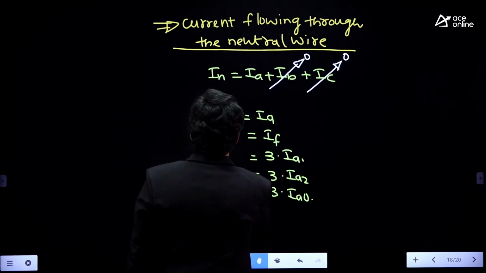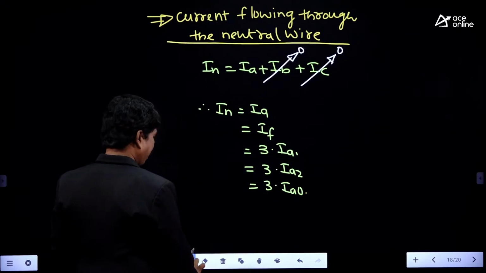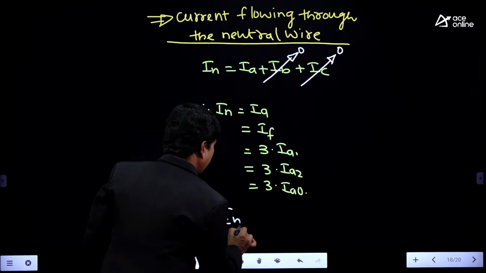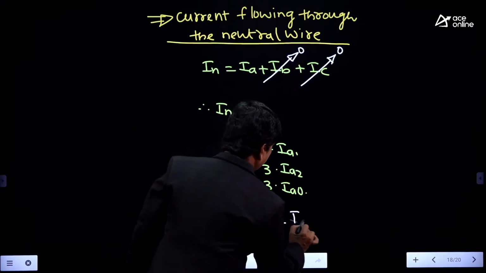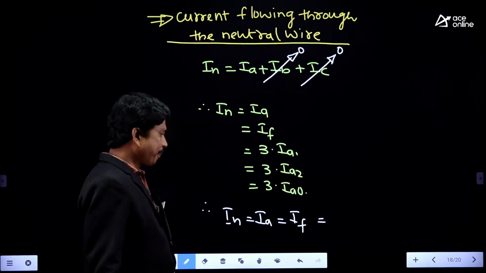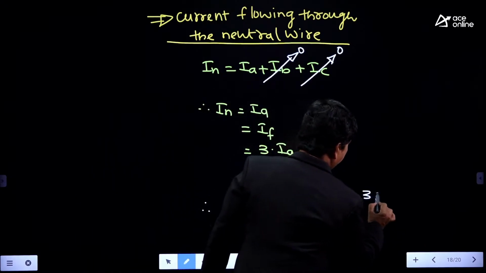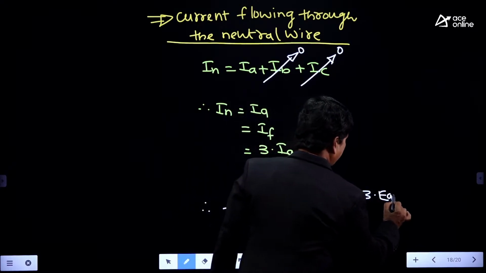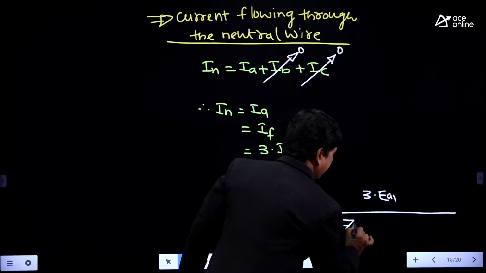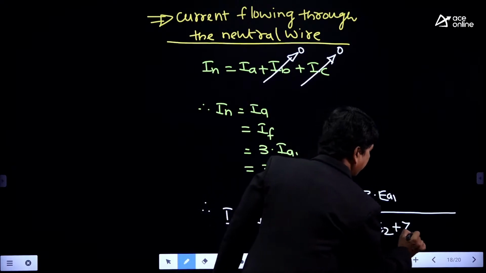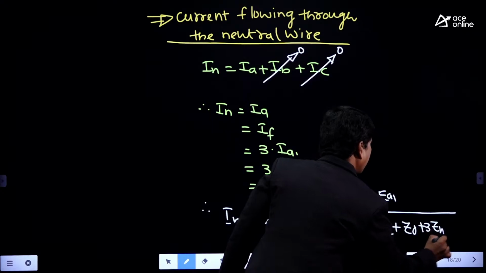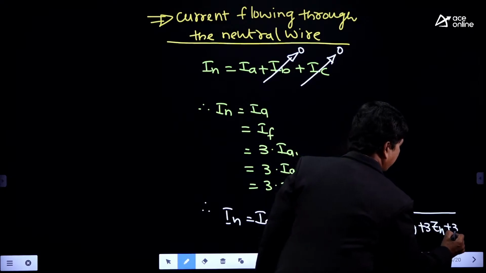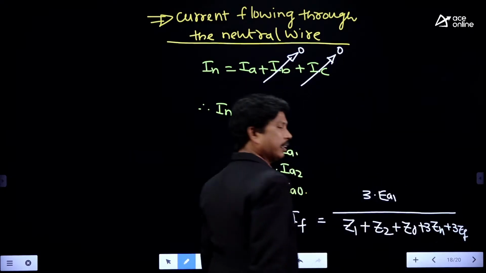Therefore, we can substitute that value. What is that fault current or neutral current? Therefore, the neutral current, which is nothing but the A phase current, which is nothing but the fault current, all are exactly equal, which will be equivalent to 3 times IA1. What is the IA1 value? It will be EA1 divided by Z1 plus Z2 plus Z0 plus 3Zn, and if it is a bolted fault, up to this point is sufficient, but if it is not a bolted fault, you have to write 3ZF also, 3ZF also.